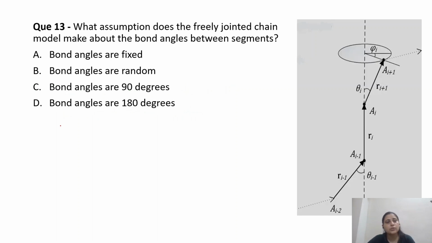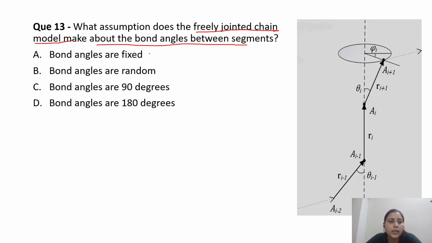Now let's discuss question number 13, which is: what assumption does the freely jointed chain model make about the bond angles between segments? There are two different models, the freely jointed chain model, and the second is the freely rotating chain model. Here we are discussing the freely jointed chain model, and it is asking how its bond angle behaves.